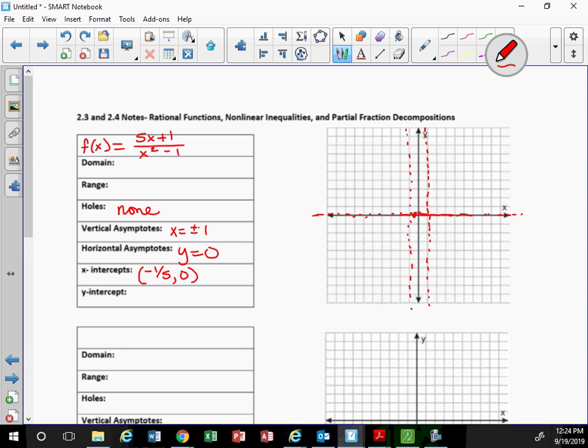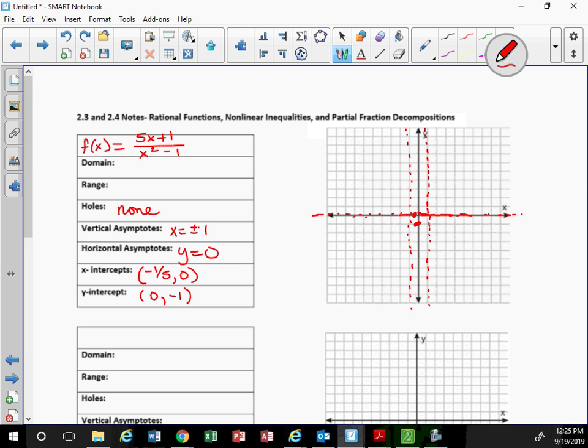And then your y-intercept, so that means when x is 0, what do we get? All right, so that's great. Looks like an awesome graph, right? Okay, we got to figure out what else is going on.